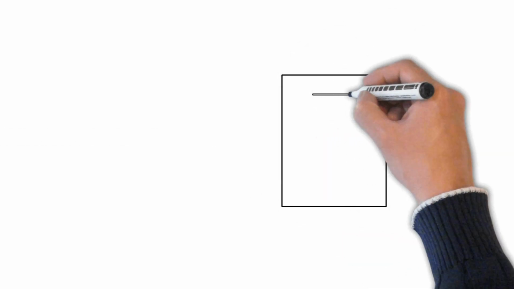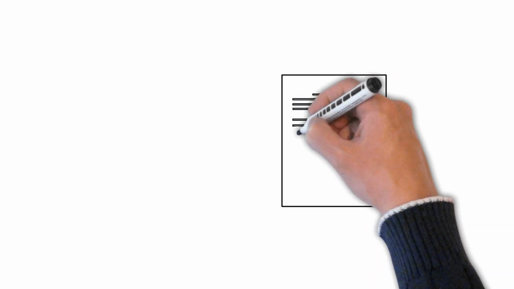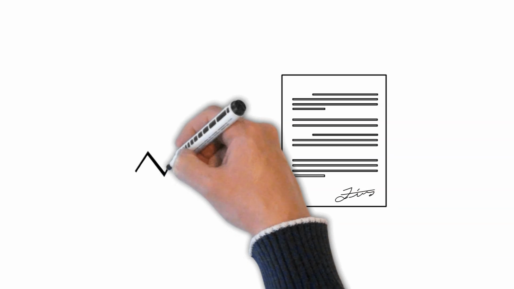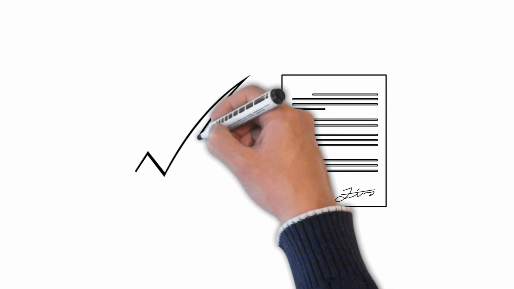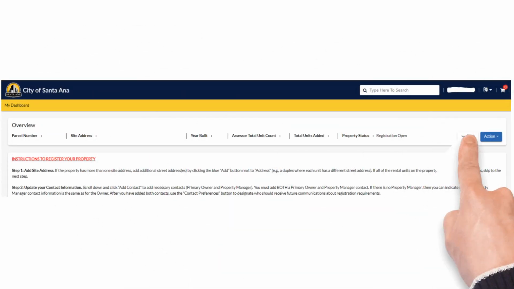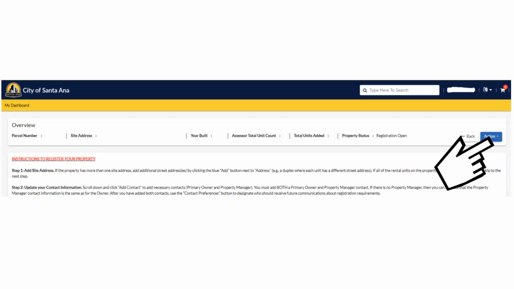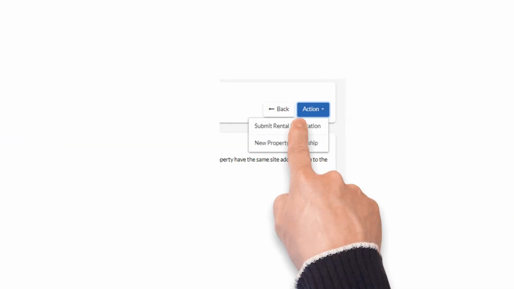After claiming any applicable exemptions in the rental registry and completing all of the sections on the registration form, you are ready to submit your registration. Before you submit your registration, be sure to review your entire registration form to ensure its accuracy. Once you've finished reviewing, go to the top of the property profile and click the blue Action button. Then click Submit Rental Registration.